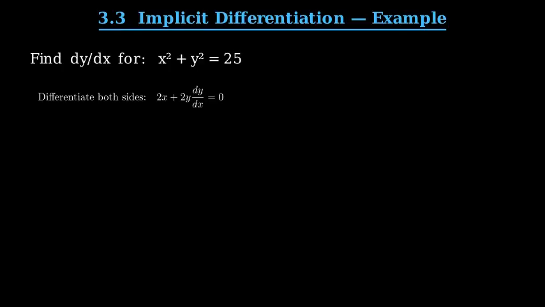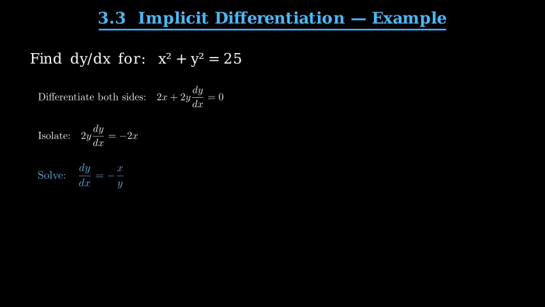Inverse trig derivatives. These formulas appear constantly on the AP exam. Know all 5 of them. The derivative of arcsin of x is 1 over the square root of 1 minus x squared. The derivative of arccos of x is negative 1 over the square root of 1 minus x squared. The derivative of arctan of x is 1 over 1 plus x squared.